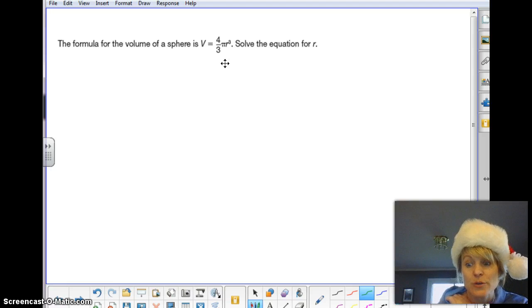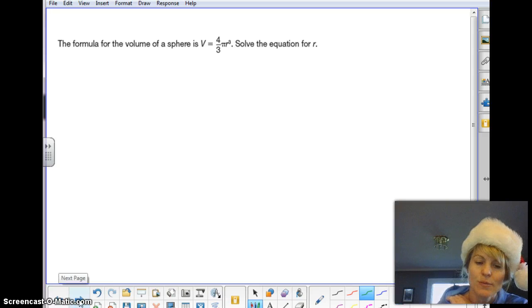But that would be a cube root instead of a square root. And so give that one a try to the best of your abilities, and then we'll talk about it tomorrow.